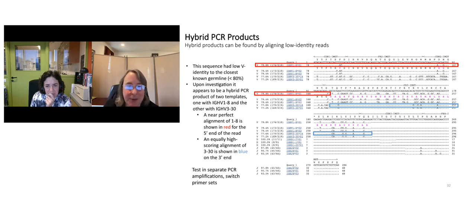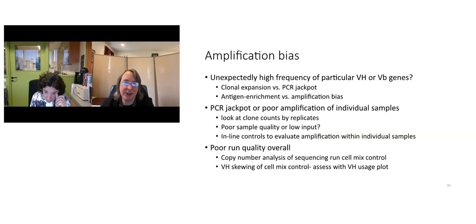So in this case, we have a nice match with VH1-8 on one part, in red, and then we have another part of the sequence that matches really nicely with VH3-30, and then this whole thing combines to have the same CDR3 as the other sequences that are either one or the other of the two Vs. I forget which one, but again, that's the point: you can form these hybrid products, which can then make your V gene alignment look very strange.